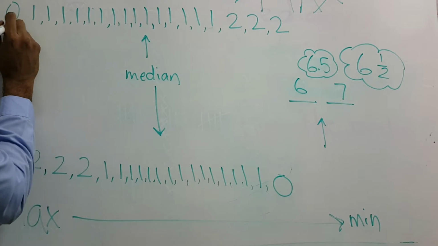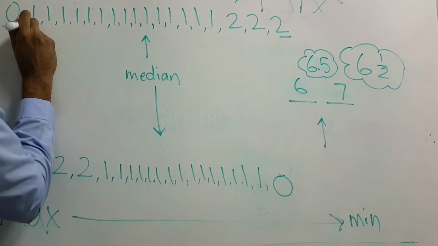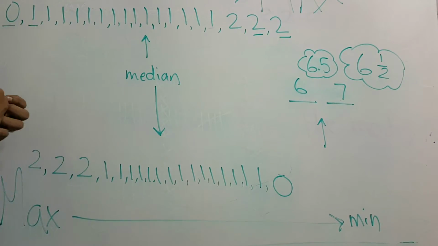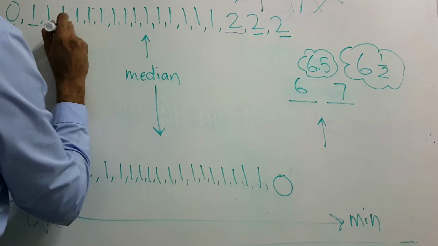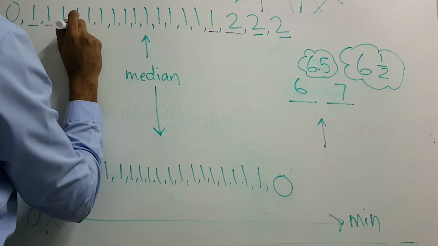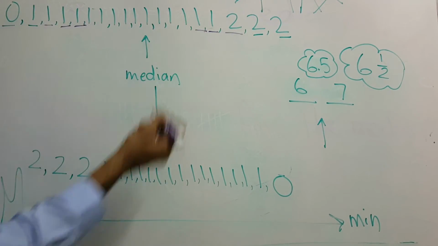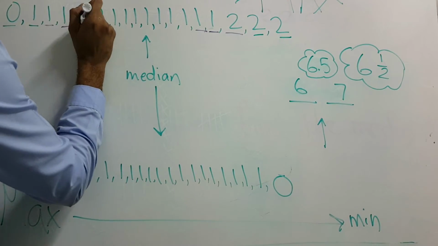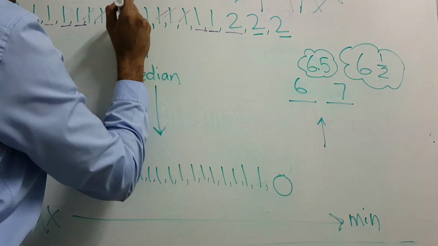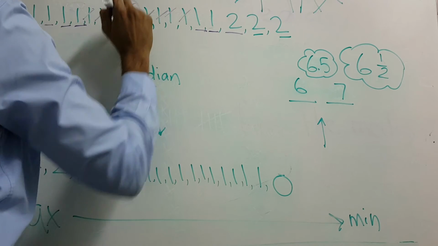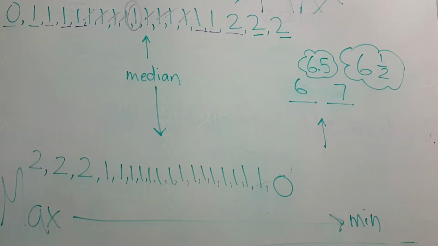Okay? So let's look at the value in the middle, and that will be our median. It's not this one, not this one, not this one. I'm going to use a different color for this. Sometimes it helps to cross it out. This one's not in the middle, this one's not in the middle. There's my value in the middle. So my median is 1.